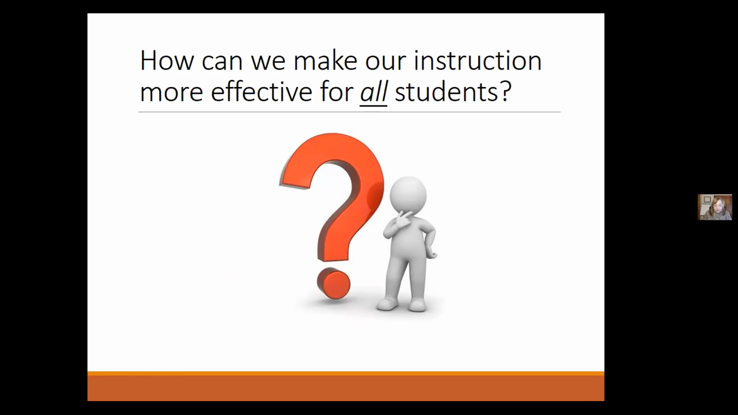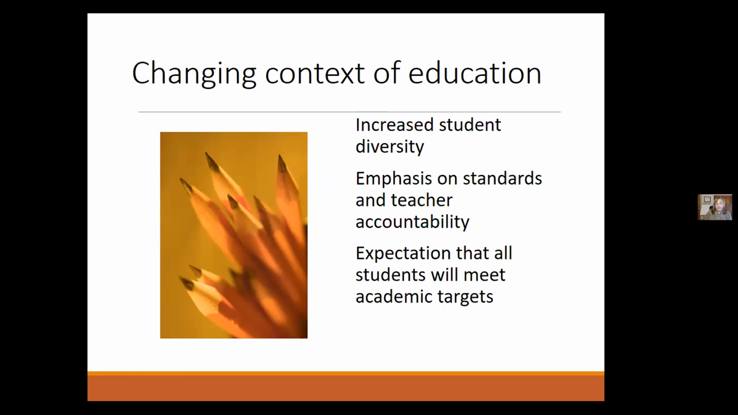We know that the context of education is changing. We know that we have increased diversity in our class. You can see on the slide that there's an emphasis now on standards and teacher accountability or professor accountability. We have the expectation that we are going to plan a course that our students will all reasonably be able to reach our academic targets. So we really have to plan with that range in mind now, and we really have to be thinking about a comprehensive way to address all of those learner needs with our class activities, our assignments, our assessments. Again, UDL is a way to do that, a way to think about that.